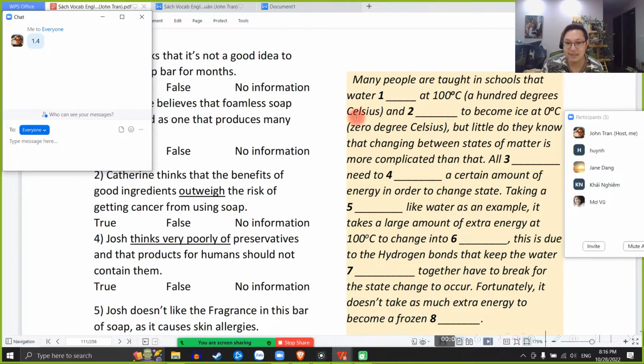Degrees Celsius. 100 degrees Celsius. And freezes. So it freezes to become ice at zero. 0 degrees Celsius.